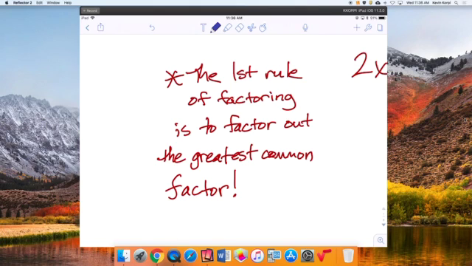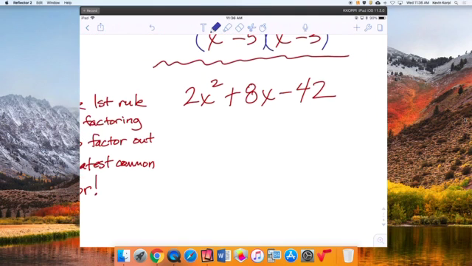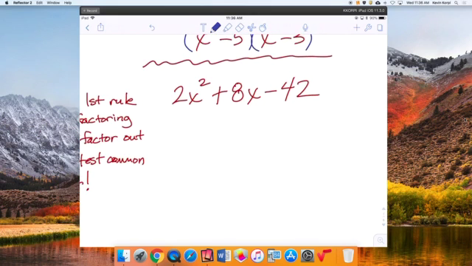Thanks. All right, true or false? The first rule of factoring is to look on your neighbor's paper. False, right? The first rule of factoring is actually to factor out the greatest common factor. Yeah, so this is a quadratic trinomial, but notice the leading coefficient is not 1. So it's not always going to be able to factor out, but you always want to check.